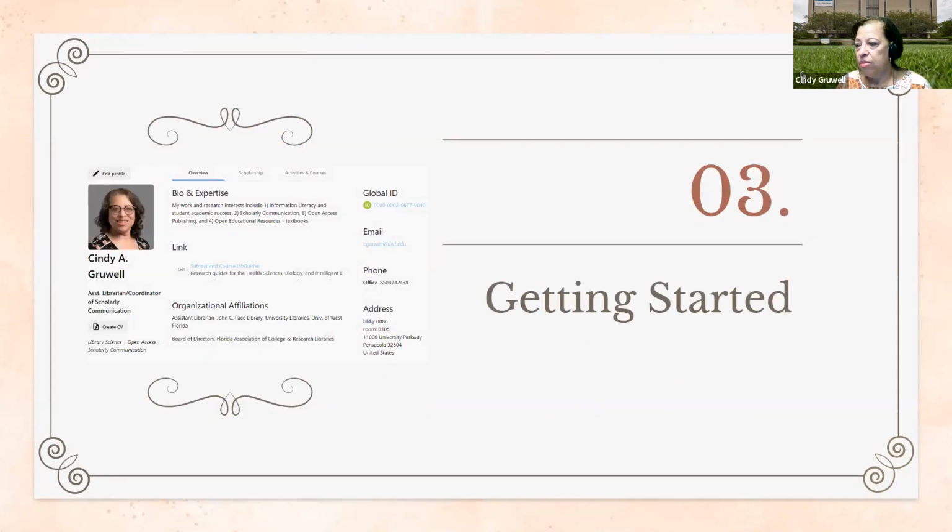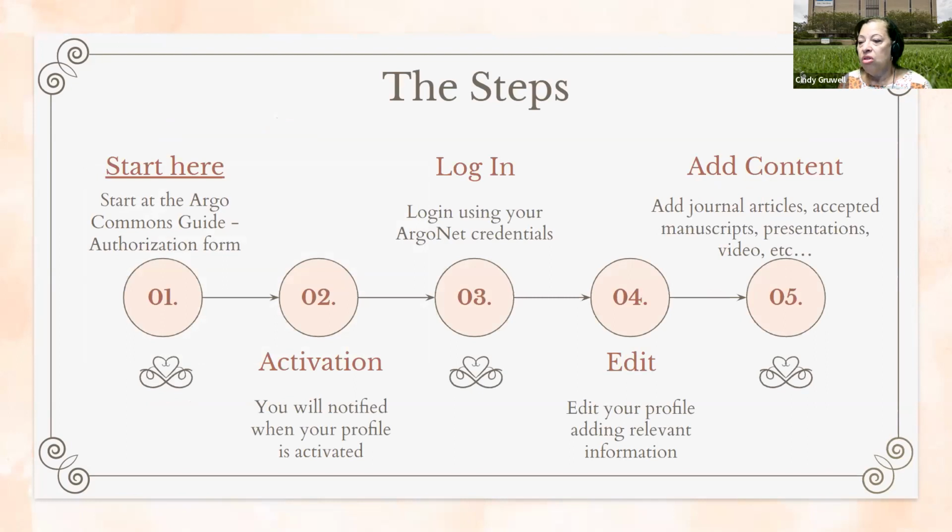So getting started. Essentially, there are 5 steps to getting started. It starts here, and I'll come back to this in a moment, with the Argo Scholar Commons authorization guide. Then we activate your profile. Now, some of you would be already activated because you're already in the Commons. If you're not, this is when we would activate that. You'll be able to log in and then edit your profile and add content.